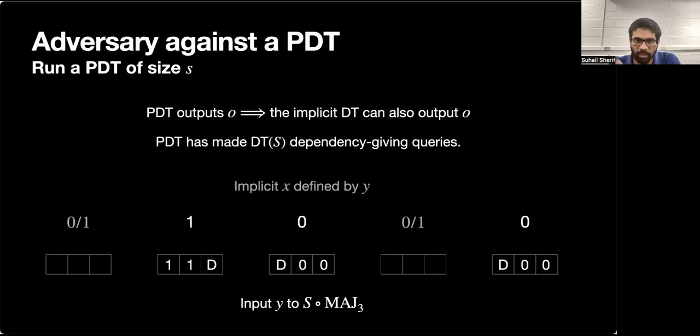And so this actually gives us a parity decision tree lower bound, saying that the parity decision tree has made at least DT of S many queries. So this is a lifting theorem already. It's not a size lifting theorem, but it is a query lifting theorem. And we can adapt this to make it a size lifting theorem with just one small change.